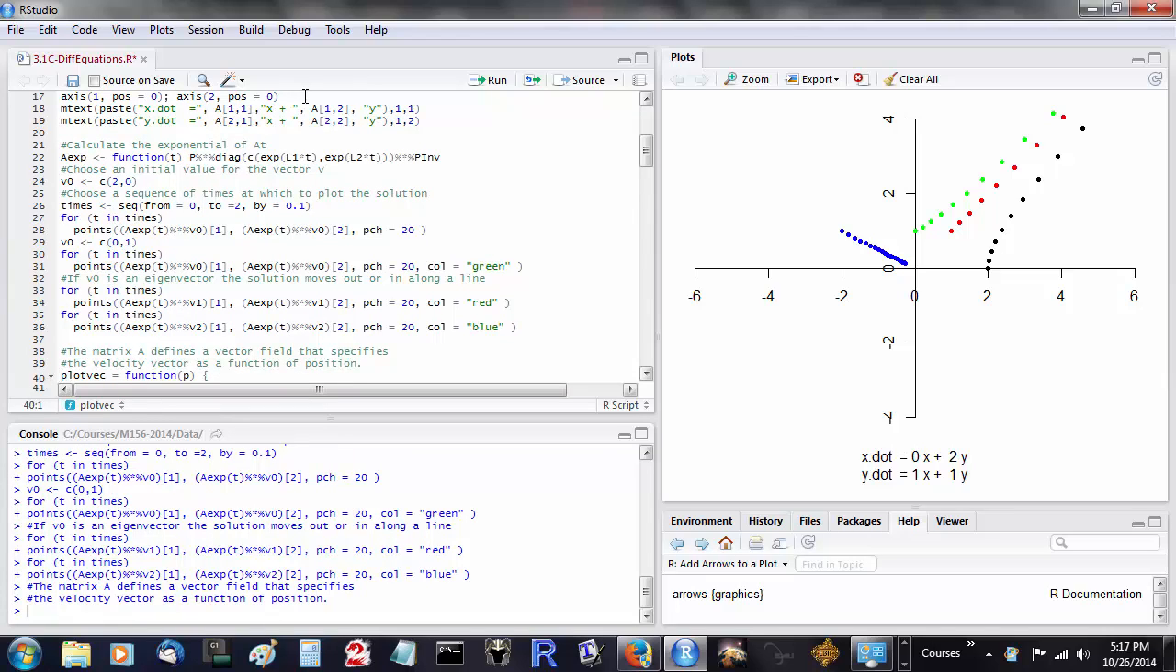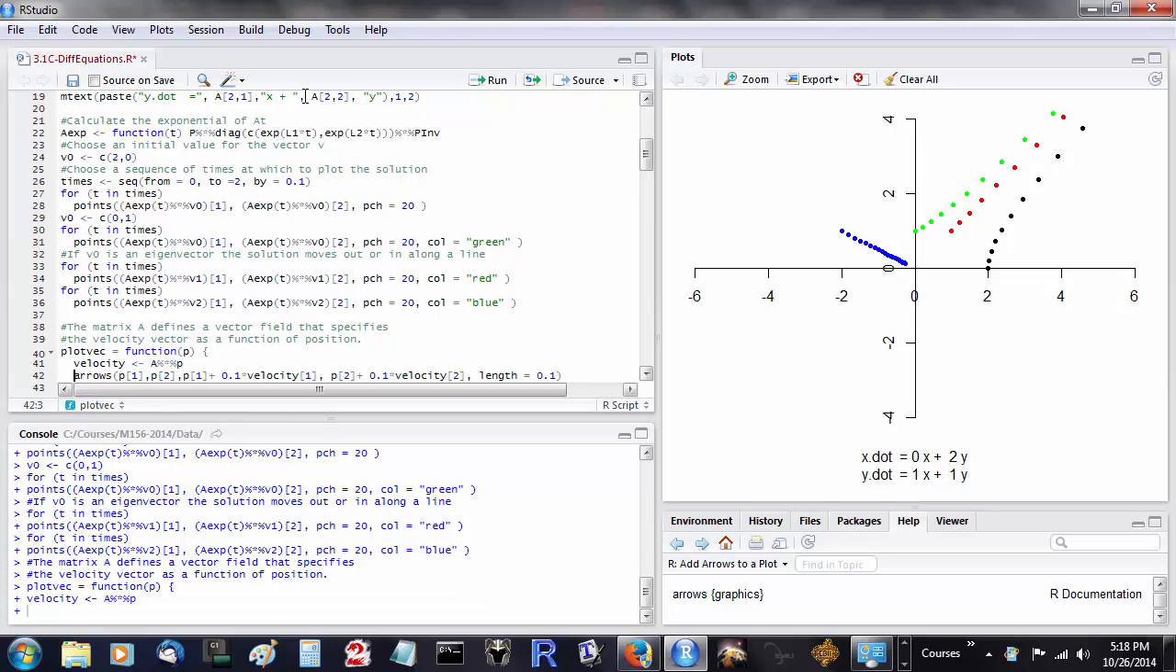This matrix A can be thought of as defining a vector field. It takes an element of R2, turns it into an element of R2, but you can think of the element in the domain as specifying a position, and the element in the codomain as specifying a velocity vector associating a motion with that specific point.